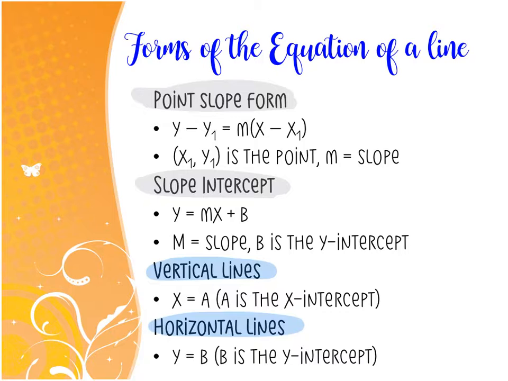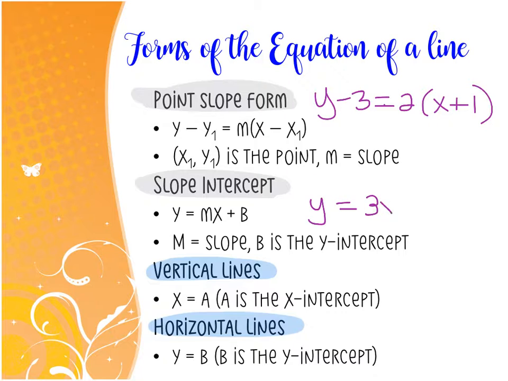So a line that's in point slope form would look something like y minus 3 equals 2 times x plus 1, something like that. So what will be filled in is your point, which is your x1, y1, and the slope, which is your m. In slope intercept format, what gets filled in is the m and the b. So it would be something like y equals 3x plus 2. And then the vertical lines, you're going to be missing the y. It would just say something like x equals 3. And the horizontal lines, you'd be missing the x. It would be something like y equals 3.